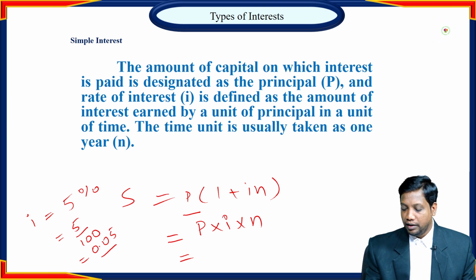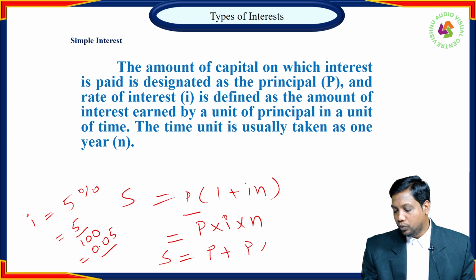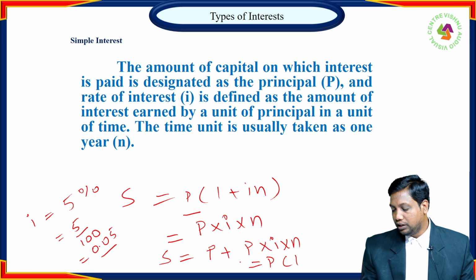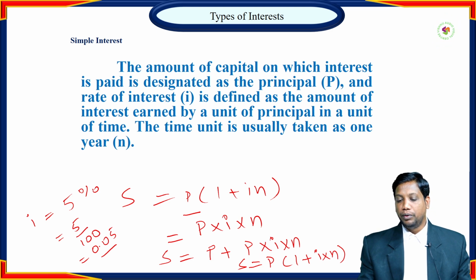So this is the principal amount and the interest amount accumulated over a period of time. Then the total amount accumulated after a period of time, S, is the principal amount plus P into I into N. If we take P common, then S equals P into 1 plus I into N. In this manner, generally we will calculate the simple interest.